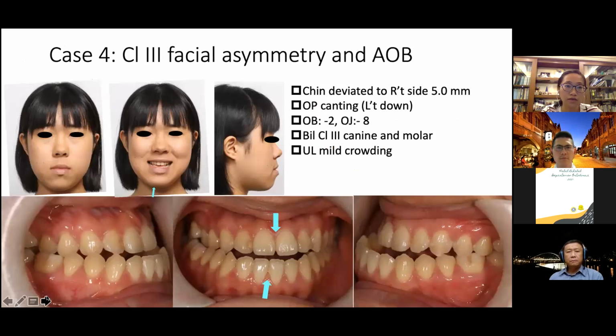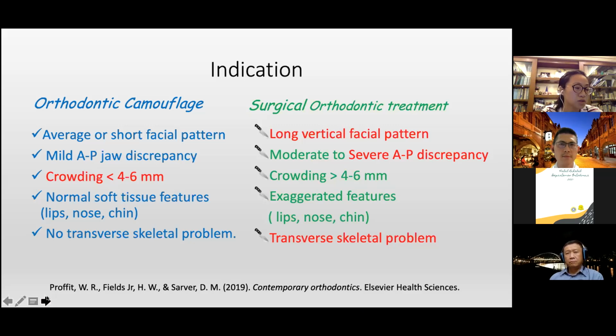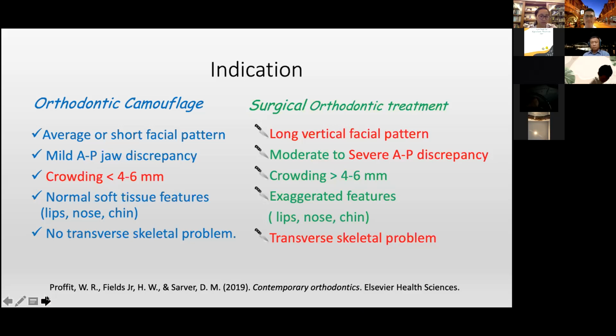Then we'll take a look at this class 3 facial asymmetry and anterior open bite case. Her chin deviates to the right side about 5 millimeters with occlusal plane canting, left side down. Her overbite is negative 2 millimeters, overjet is negative 8 millimeters, with bilateral class 3 canine and molar, and mild upper and lower crowding. She fulfills more orthognathic surgical criteria than camouflage treatment, including long vertical facial pattern, severe AP discrepancy, and transverse skeletal problems.